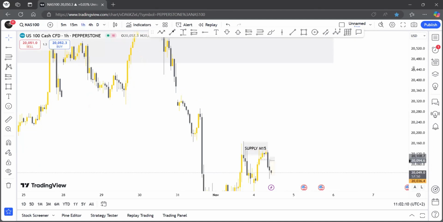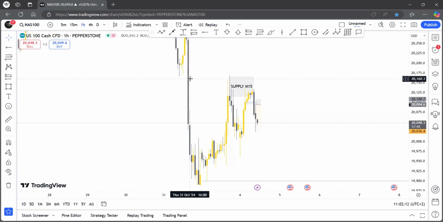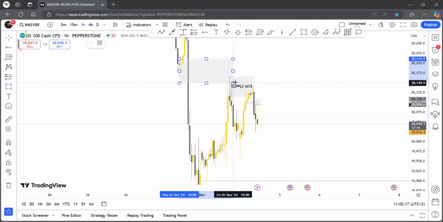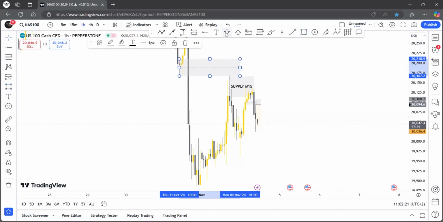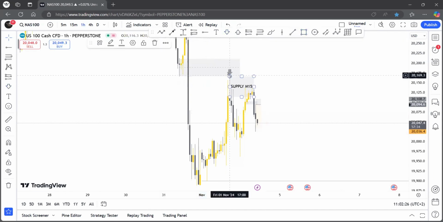Now, when I stepped into it, I realized, okay, the market did respond to a fair value gap over here and a breaker. We can see that. Okay, the market responded to that and it sold over here. Let's put an arrow so that we can create understanding of what I'm talking about. There we go.